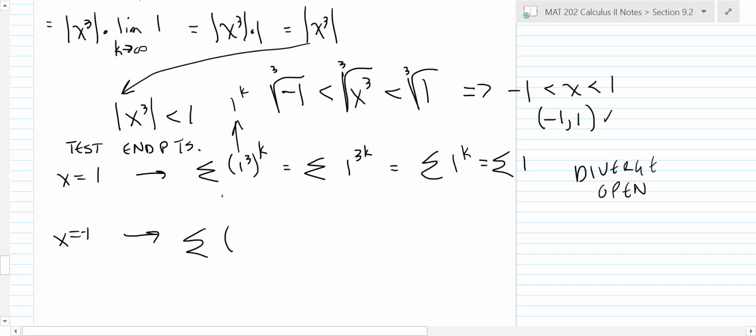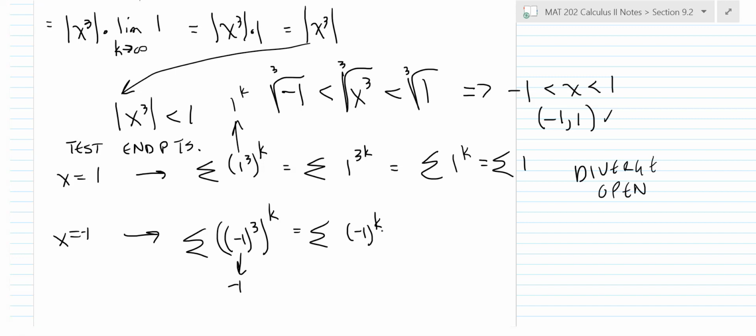So now what you would have is your series was -1 to the 3rd all to the k. You can write it that way if you want to. It was basically x to the 3rd to the k. So if we do that, the result of -1 to the 3rd is -1, so we'd have the series of -1 to the k like that. Now, what does that series do? If you wrote out the terms on that, what would it do?